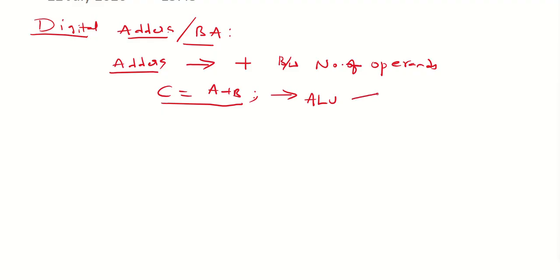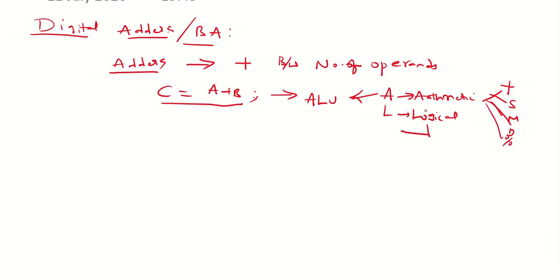So my question is how to implement the ALU. What are the basic building blocks of ALU? How to construct the ALU system? The ALU has to perform arithmetic and logical operations. In arithmetic, there are different operations like addition, subtraction, multiplication, division, modulus. Logical means AND gate, OR gate, shifting, all this.